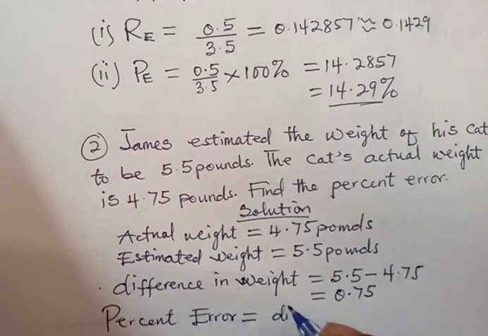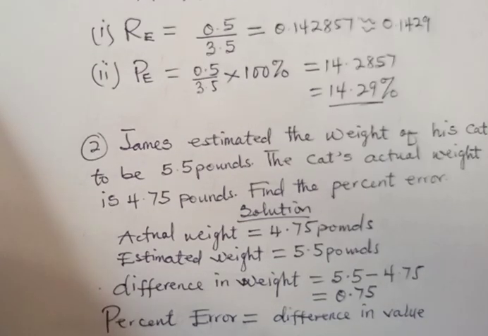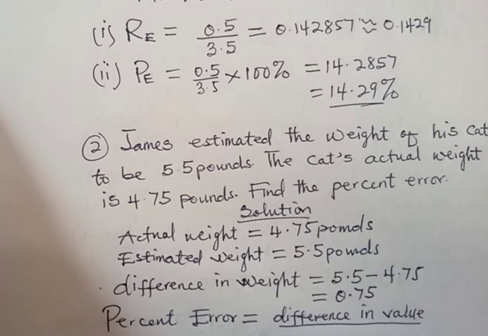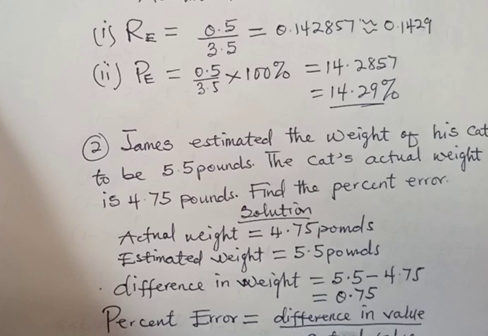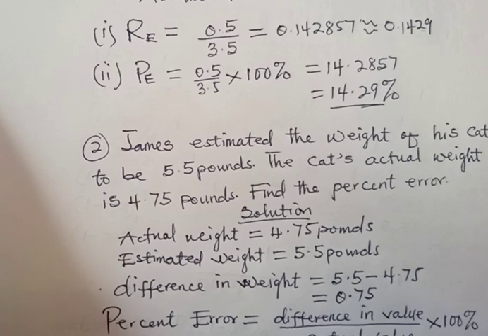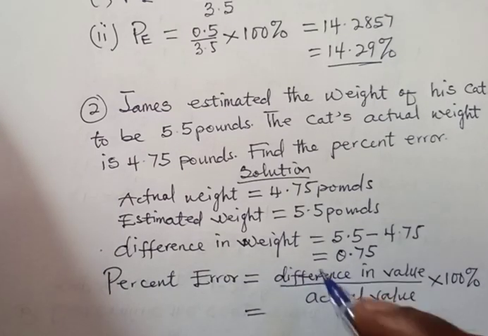That is the difference in value, or error, or difference in weight, all divided by the actual value or original value. So I said difference in value is the same as the absolute error. All right, good. So you only do substitution. Now you multiply by 100%. Have you gotten the point? Great. So all that you do is just substitution.